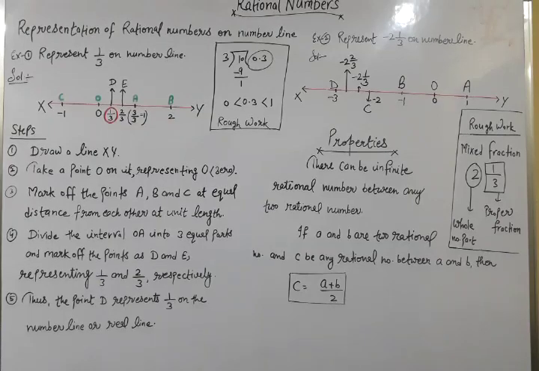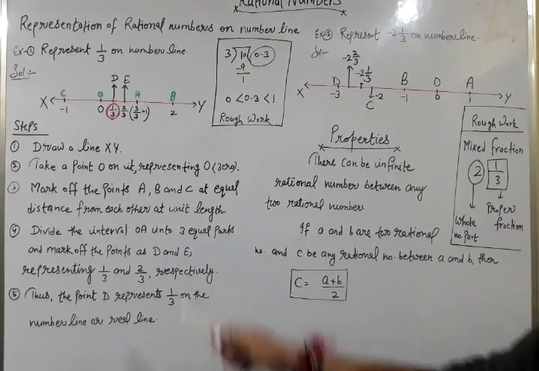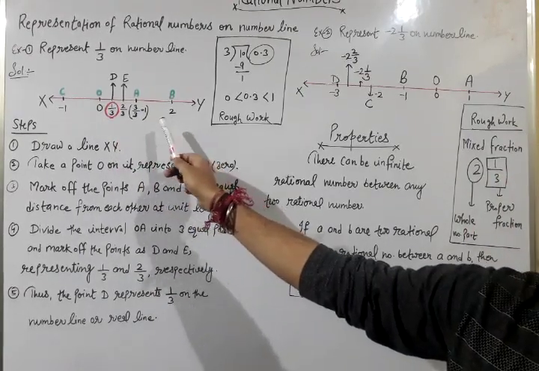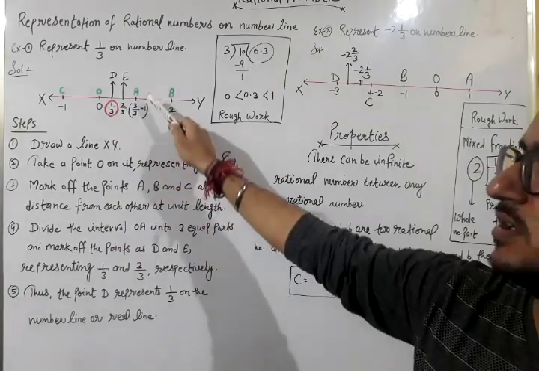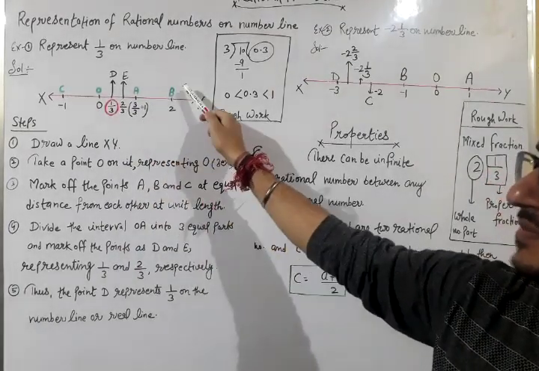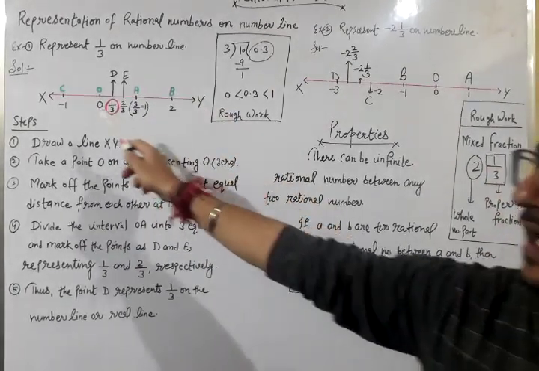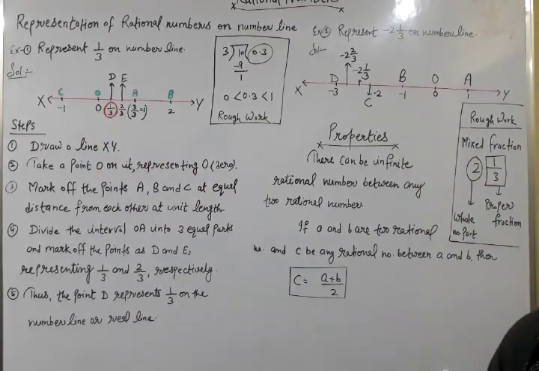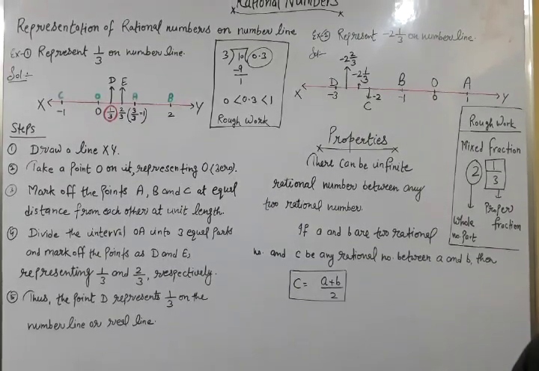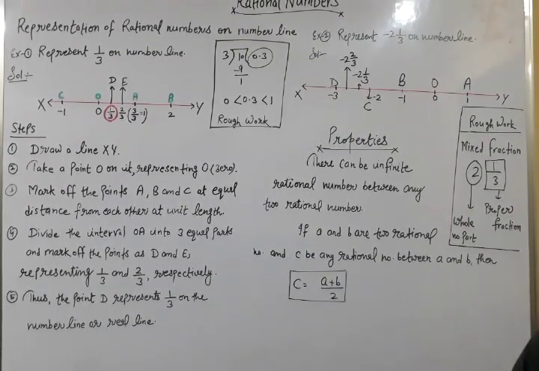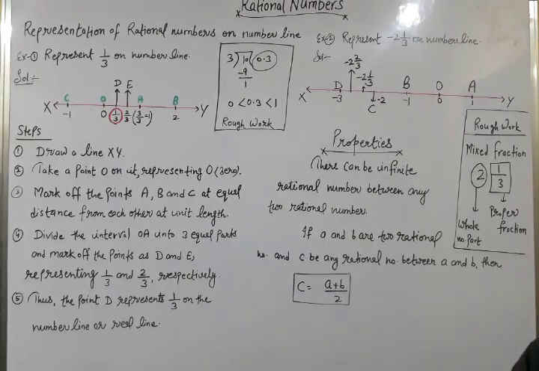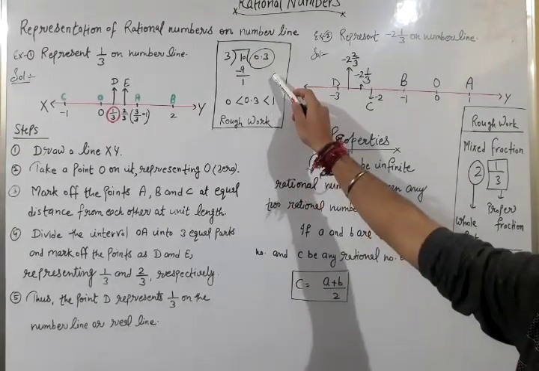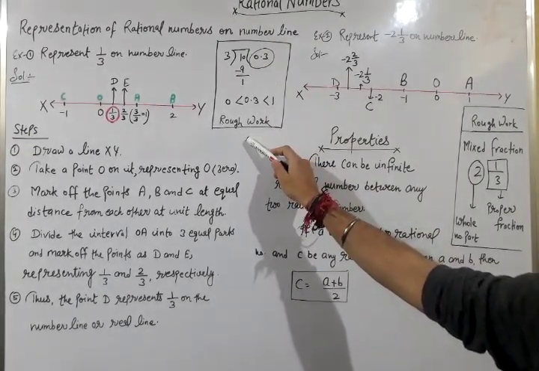By the property of number line, we know that the numbers on the right hand side of O will represent positive integers. So A will represent +1, B will represent +2 and C will represent -1. This is the concept of number line. But we have to represent a rational number on number line, so we have to do some more work. First of all, we will do this as our rough work.